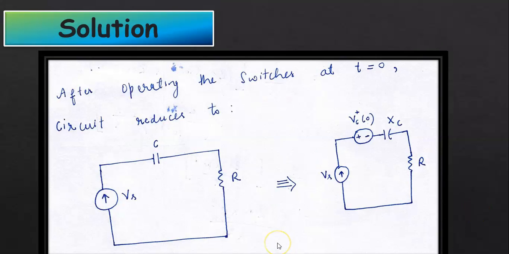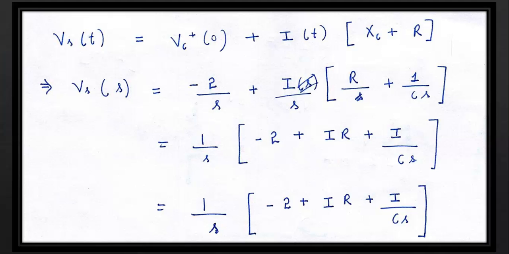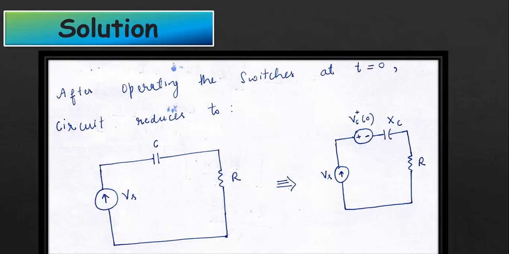Now once we operate the switches as shown, the circuit will reduce to this equivalent circuit. One branch is short circuited, the other one is open circuited. So the equivalent circuit is like this. As the capacitor was initially charged to minus 2 volts, therefore at t is equal to 0 plus, this voltage Vc(0+) will be applicable in the circuit as shown.